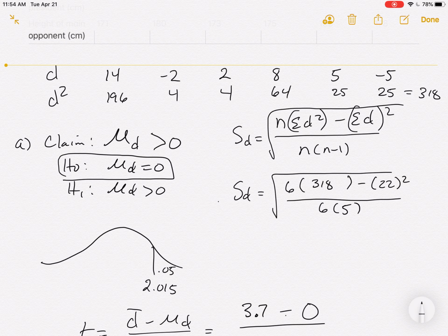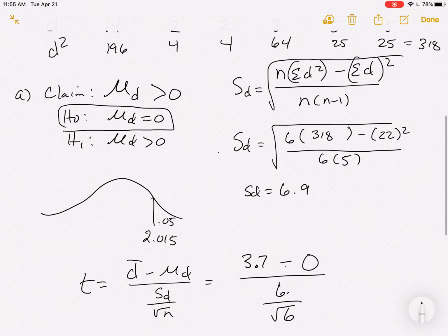So your sum of d squared is that. Let me just double check that again by adding a second time. And I do get 318 again. So let's go find our S sub d. All we have to do is follow the formula. 6 times 318 minus 22 squared. And I would hit equals, divided by, and in parentheses, 6 times 5. And then take the square root of the answer. And we get a fairly big standard deviation, 6.88. So they'll put 6.9. And we'll put our 6.9 in there.